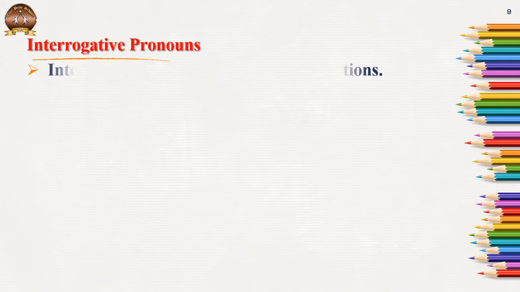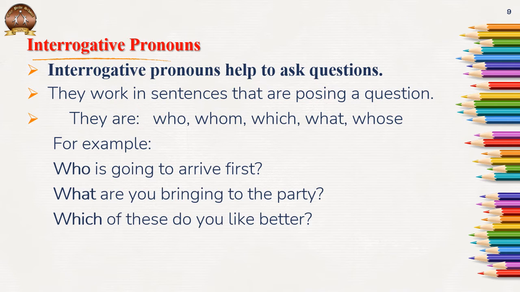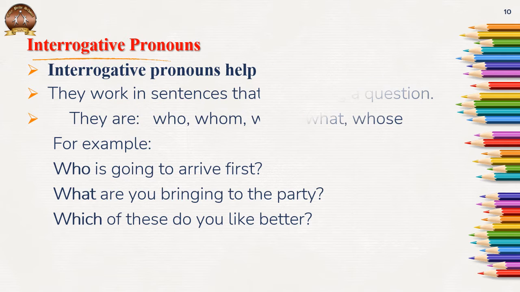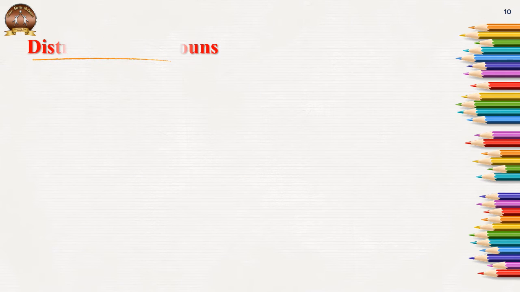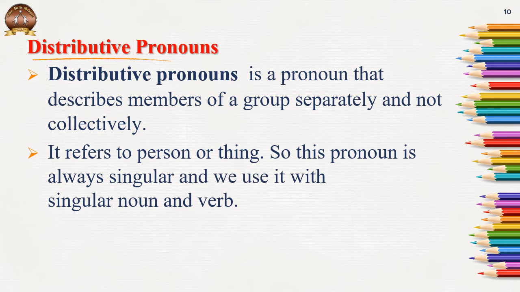Now the next is interrogative. It is used for asking questions, and you can see they are used in a sentence for asking questions. They are question words. Now distributive pronouns. We are all revising this because specifically in this lesson we have to just study three kinds of pronoun, but these are all that we just spare a glance and revise.